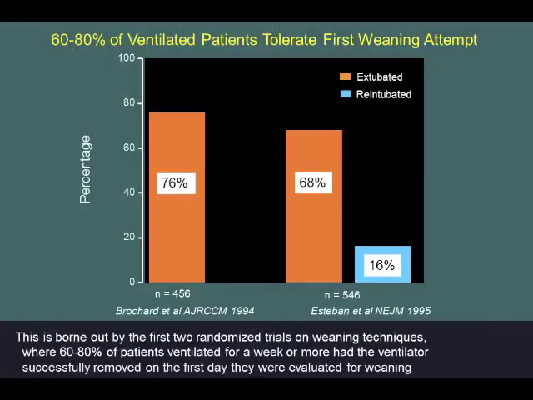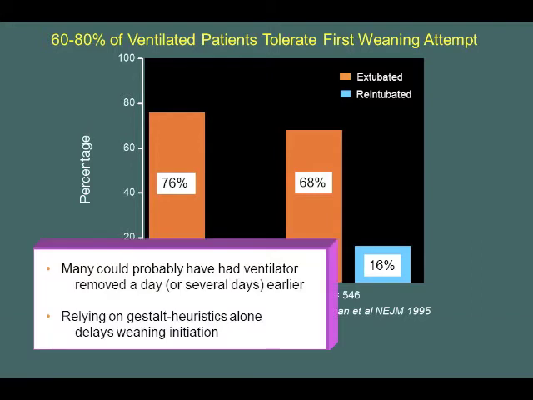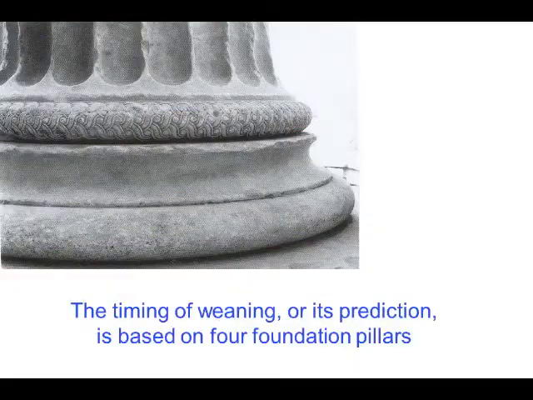And this is borne out by the first two randomized trials on weaning techniques, where 60 to 80% of patients ventilated for a week or more had the ventilator successfully removed on the first day they were evaluated for weaning. Many of these patients probably could have had the ventilator removed a day or several days sooner, and so this emphasizes that relying on gestalt or heuristics alone leads to delays in the initiation of weaning.